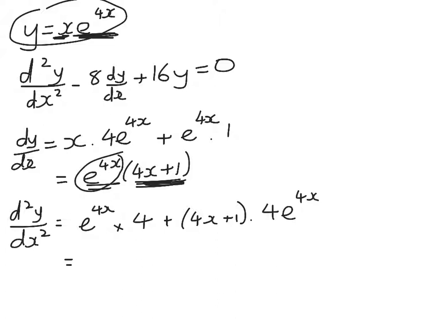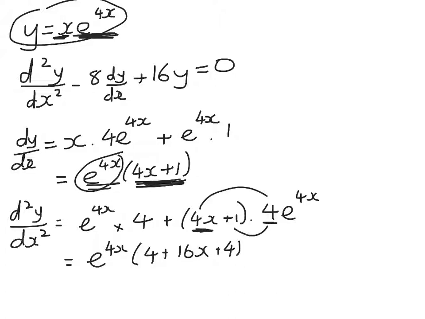Okay, so what have we got? Well, we've got e to the 4x times 4 plus 16x plus 4 here. So there's the 4 times that, gives me the 16x, and the 4 times 1 gives me that. So my second derivative is, well, let's take a common factor of 8 out here. 8 times 1 plus 2x times e to the 4x.